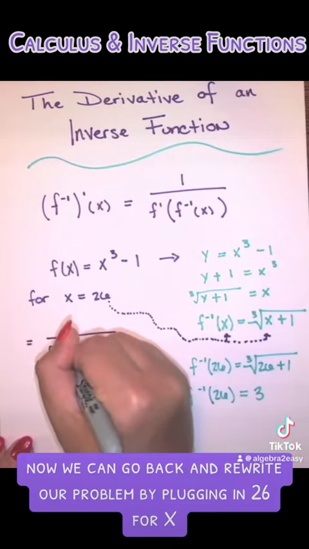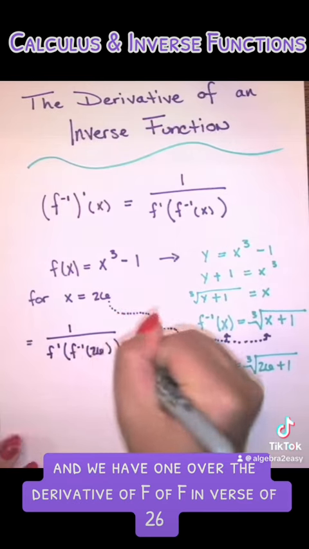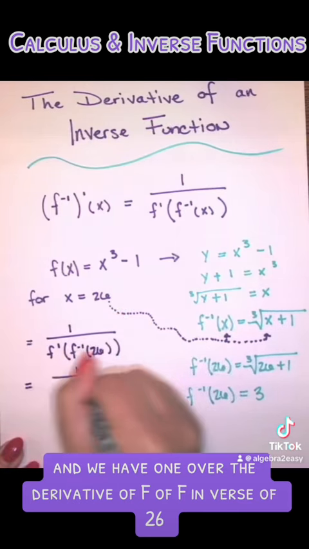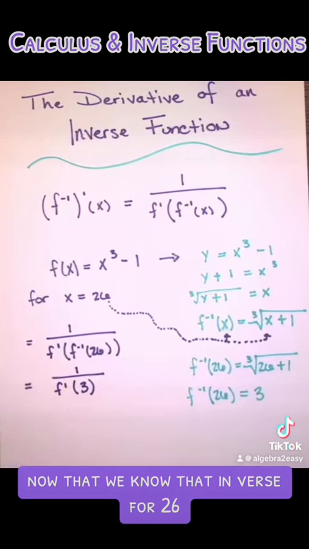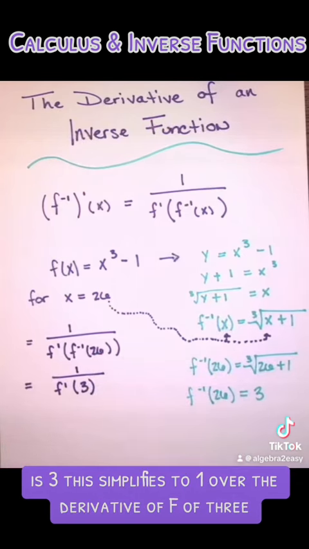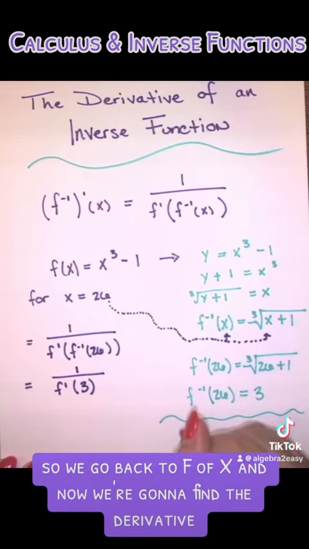Now we can go back and rewrite our problem by plugging in 26 for x, and we have 1 over the derivative of f inverse of 26. Now that we know the inverse for 26 is 3, this simplifies to 1 over the derivative of f of 3. So we go back to f of x, and now we're going to find the derivative.